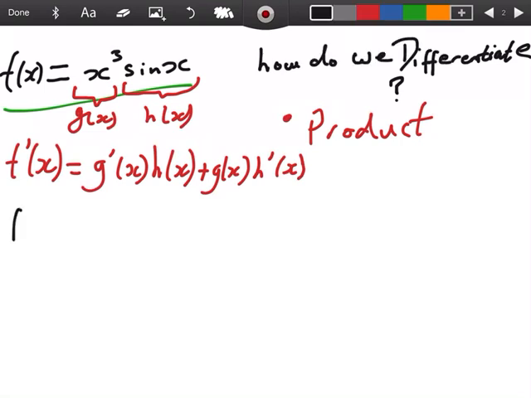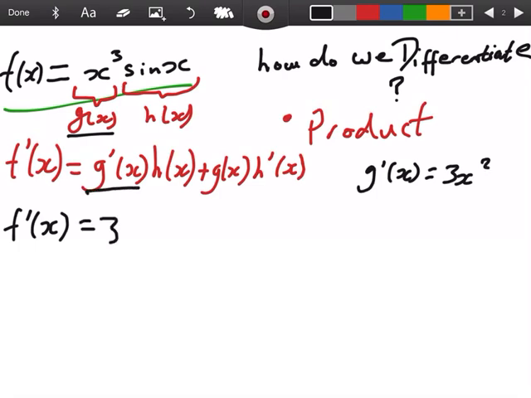There we are. So let's apply it to this first function. So f dash x. What is g dash x? It's easy. 3x squared. Put that in here. 3x squared times sine x.